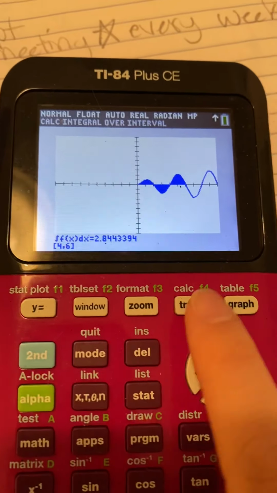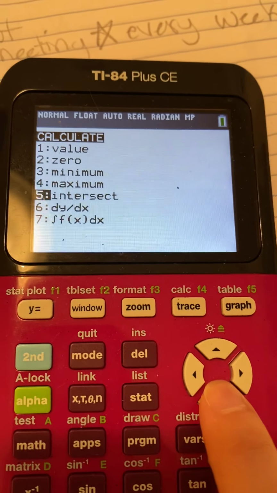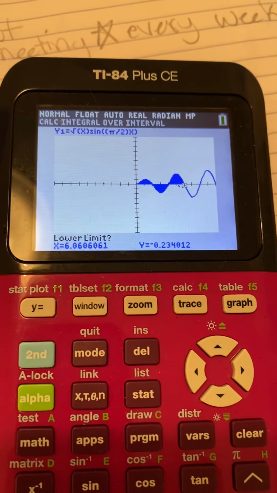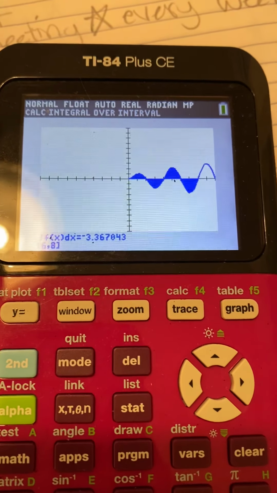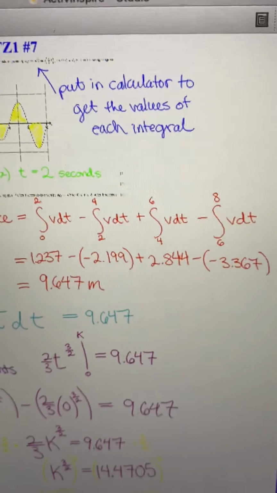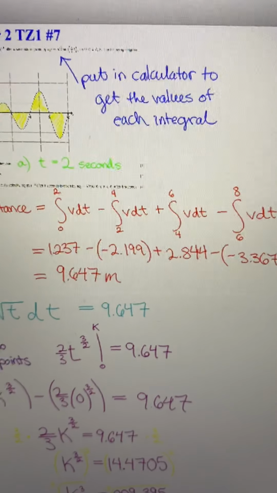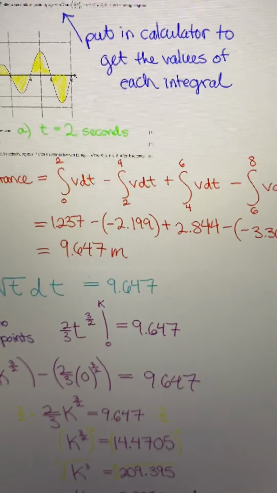And last one, second trace, number 7, from 6 to 8, shades it in, and that's my total. And that's where I got all these numbers. And then you just want their absolute values, and that's where I got it from. Okay.